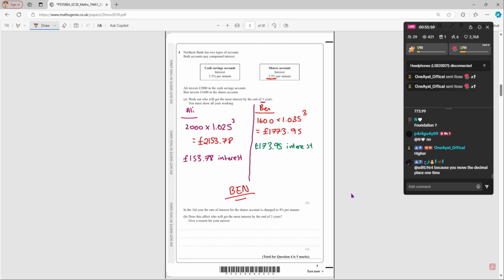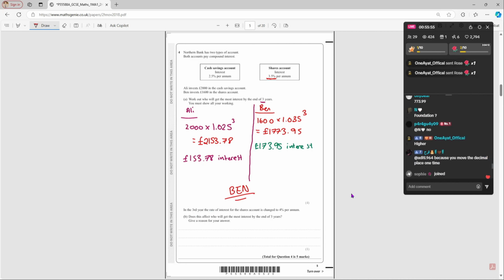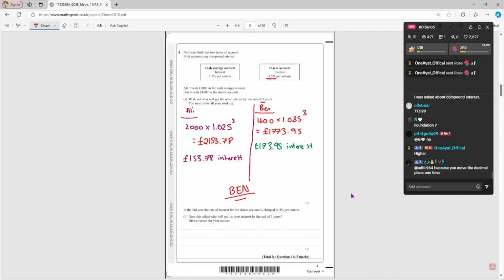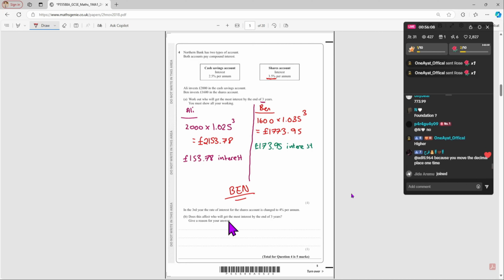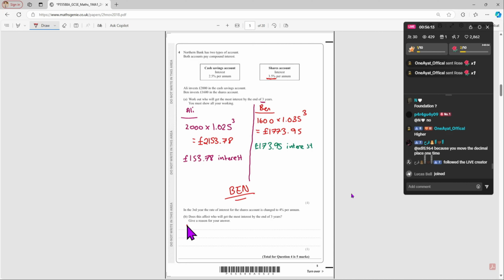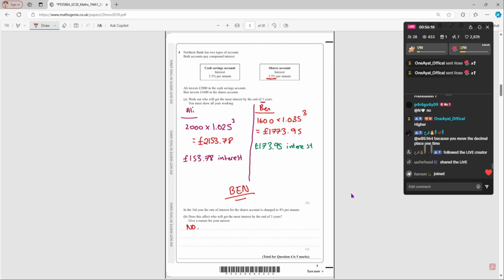So moving on to part B, it says in the third year, the rate of interest for the shares account is changed to 4% per annum. Does this affect who will get the most interest by the end of the 3 years? The answer is a big no, because Ben already has earned the most interest, and he is the one that has the shares account. If he earns more interest, that means he will still have the most amount earned.